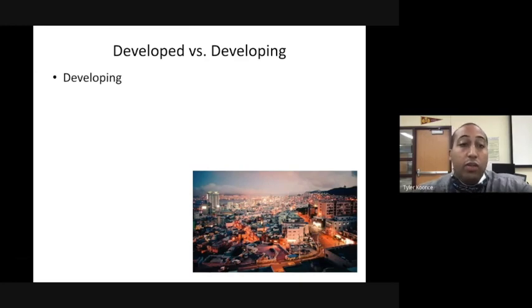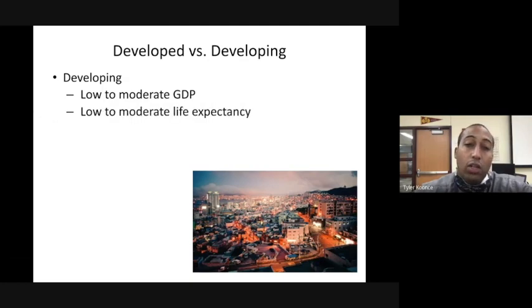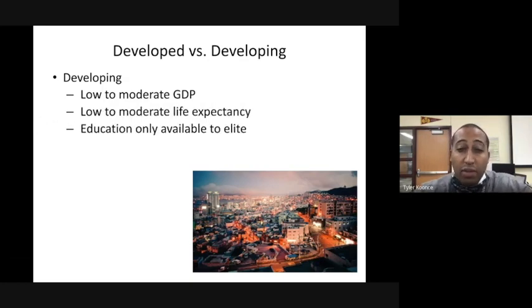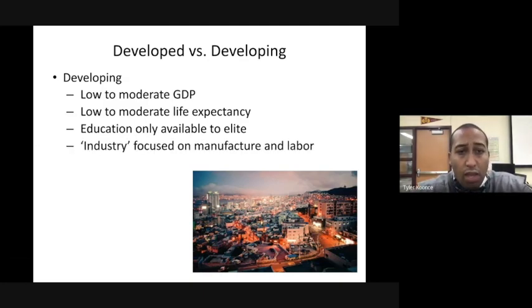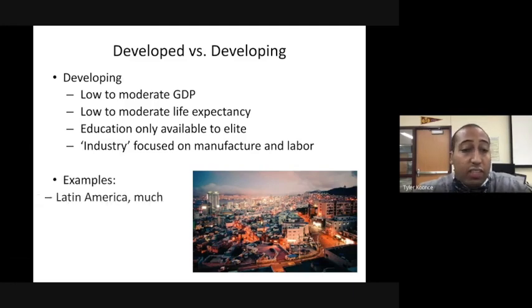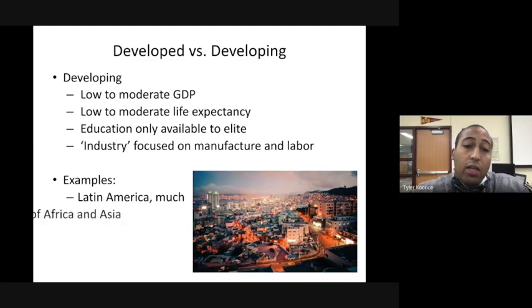On the other side, we have developing. Developing countries are going to have a low to moderate GDP and a low to moderate life expectancy. Education is only going to be available to those who can afford it, so the elite. And the industry is going to be focused on manufacturing labor, so not so much the generation of new ideas, but making the things that are needed. Some examples are Latin America, much of Africa and Asia.